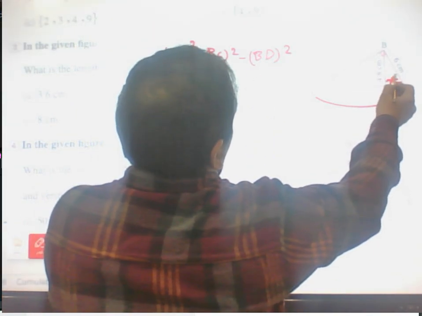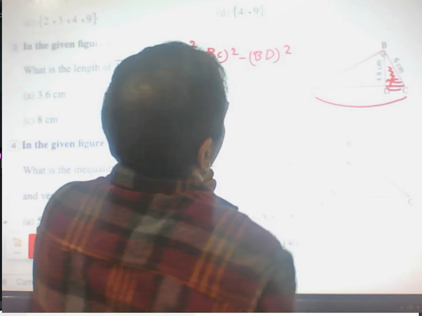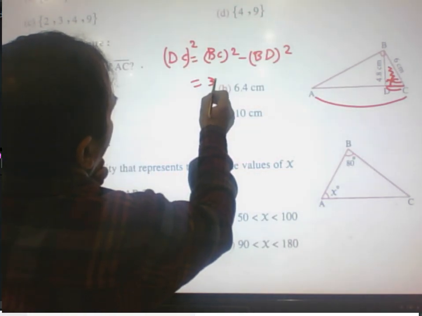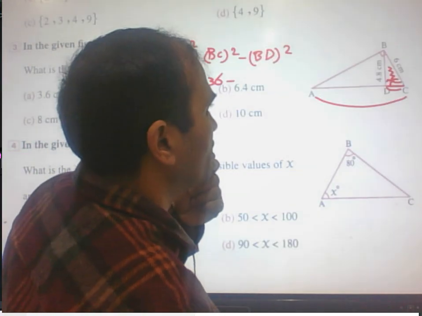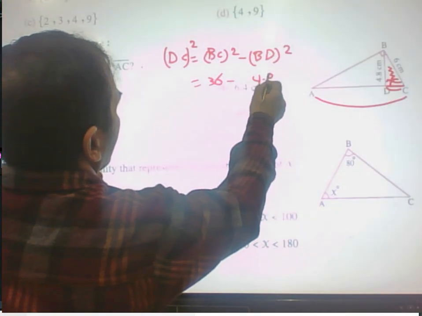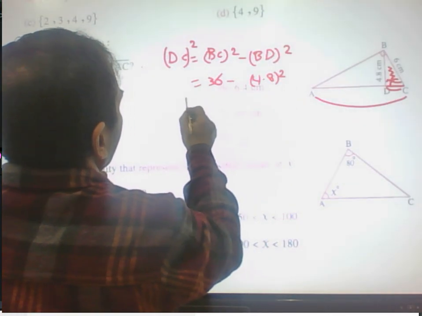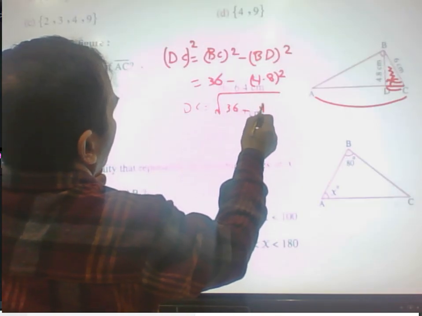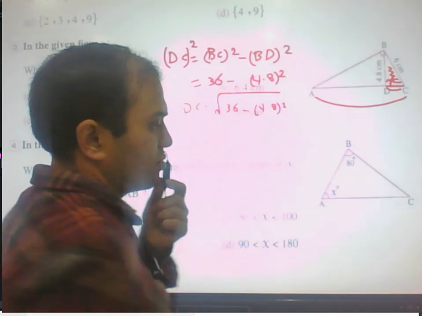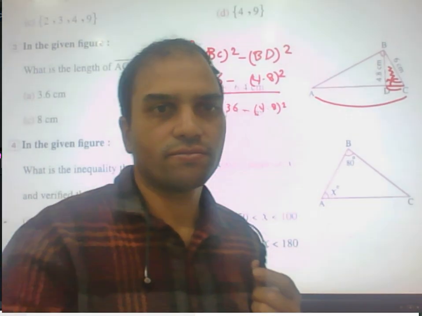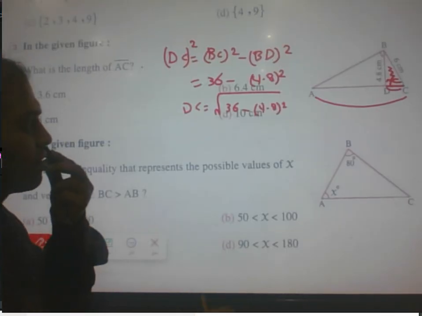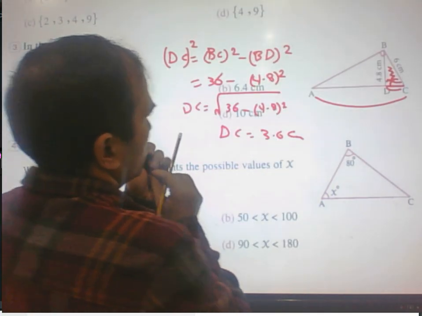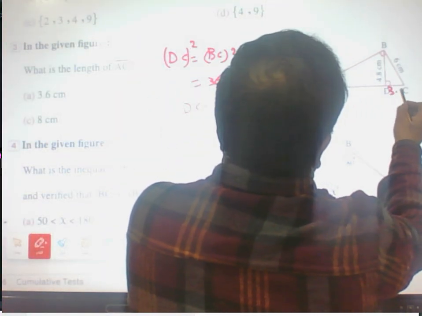Okay, first step, from the Pythagoras theorem I can find the length of DC first. BC power 2 is 6 times 6, 36, subtracted by 4.8 power 2, and then find the difference. DC will be the square root of 36 subtracted by 4.8 whole power 2. You can use a calculator to find the answer, okay? The answer will be 3.6 centimeters. Then DC will be 3.6.